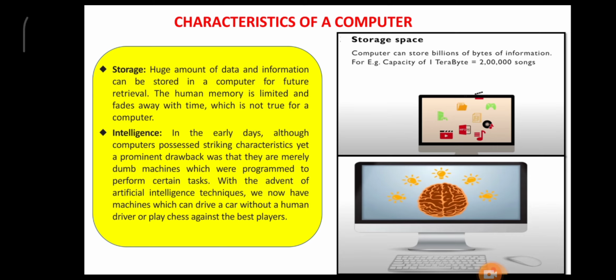That is number 2. And even chess, playing chess with the best players, the artificial intelligence that the present day computer is designed with, it can think on its own and perform. This is what is given in intelligence. Hope this is clear to you.